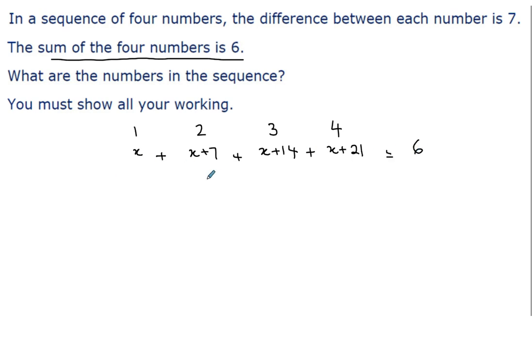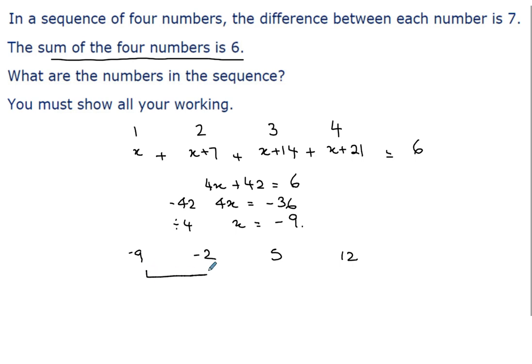Okay, so if we collect like terms, we've got 4x plus 42 equals 6. And then if you minus 42, you get 4x equals minus 36. Divide by 4, and you can see x will be minus 9. Okay, so let's test it. Minus 9 plus 7 is minus 2, minus 9 plus 14 is 5, and minus 9 plus 21 is 12. If you add these up, these come to minus 11, these come to 17, and 17 minus 11 is 6.